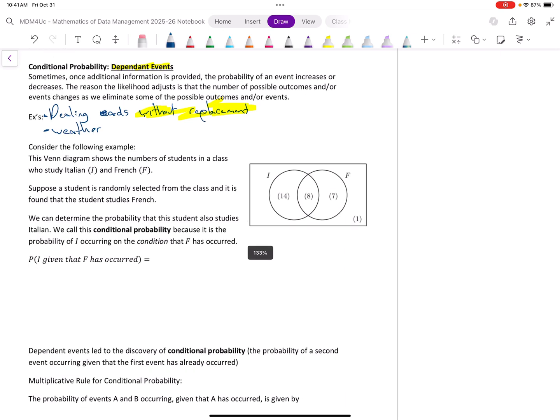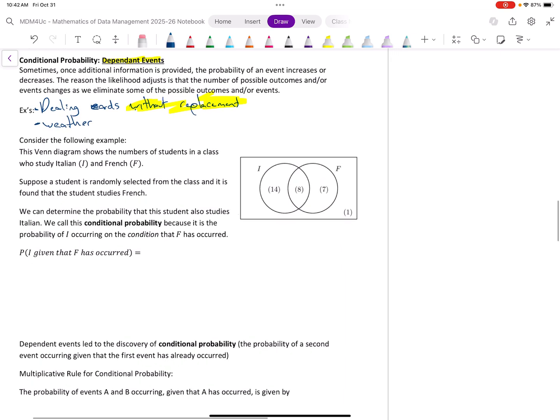So if we look at this Venn diagram to the side here, it says this Venn diagram shows the number of students in a class who study Italian and French. So we've got a number of people in each. So suppose a student is randomly selected from the class and we find out a piece of information. We find out that the student studies French.